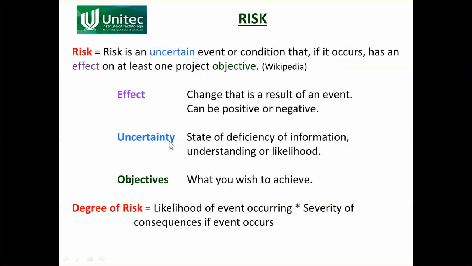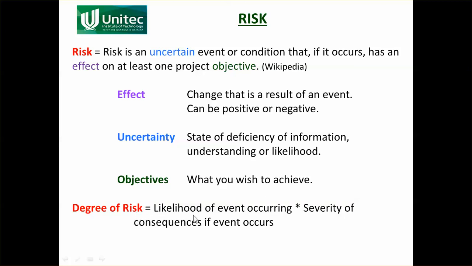Uncertainty. In civil engineering in particular, we don't know what the soils are like, we don't know what's going to happen, we don't know when it's going to rain, we don't know if the operator's going to be sick, we don't know if the plant's going to break down, we don't know if the community's going to get angry at us. There's a lot of things we don't know, so we're always in a state of deficiency of information. We don't know everything, and so that's what uncertainty means. So we don't know when these events are going to happen. All we can do is anticipate that they may happen, and if they happen, we plan for what we're going to do about it. And the objectives we've talked about before are what we wish to achieve.